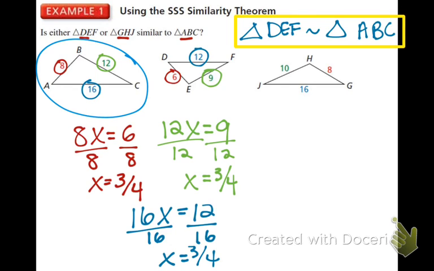You could also kind of tell because HG is 8. What does this 8 correspond with on triangle ABC? So it's in red. What's the red side on ABC? 8. What would the scale factor be if I went from 8 to 8? 1. But the red is 10 and 12. So is the scale factor 1? No. So you could have looked at it and said no.